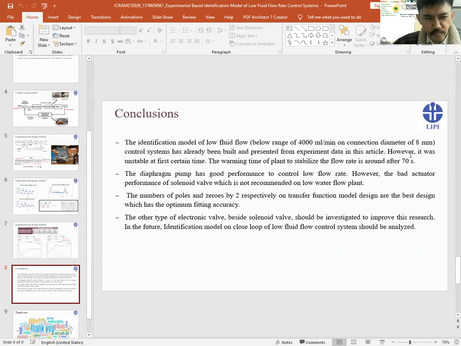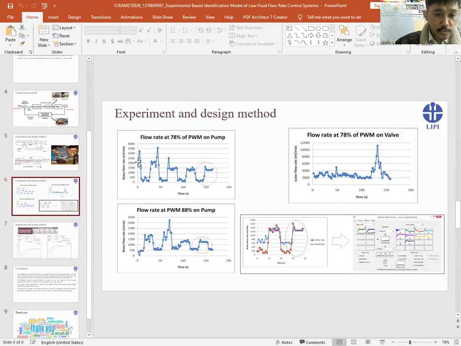For the first time they are unstable, but next they tend to be stable. You can see the data. It needs a warming time of about 70 seconds, almost 1 minute, to become stable.